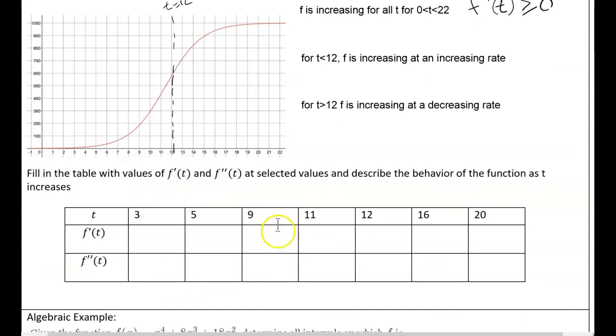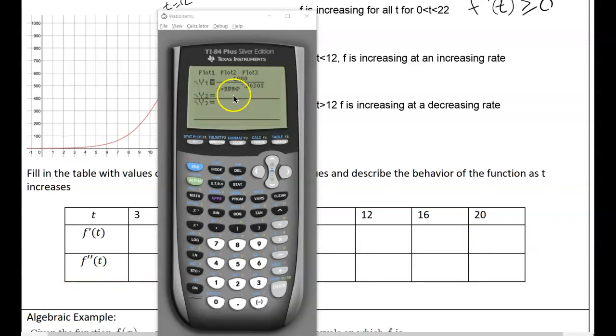Okay, so that's what we're interested in studying. And what we are asked for here is to fill out a table with values of f prime of t, the derivative, which we know should always be positive, and with f double prime of t, the second derivative of f. The way I'm going to fill out this table is to use my calculator to figure out these values of the derivative, because this is a pretty ugly function. I've already typed it into y1. I'm going to then type in my derivative operator here into y2. I'm going to type in x here.